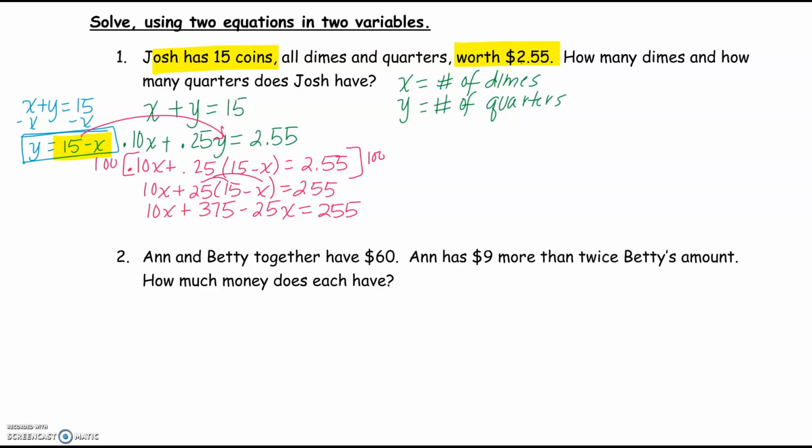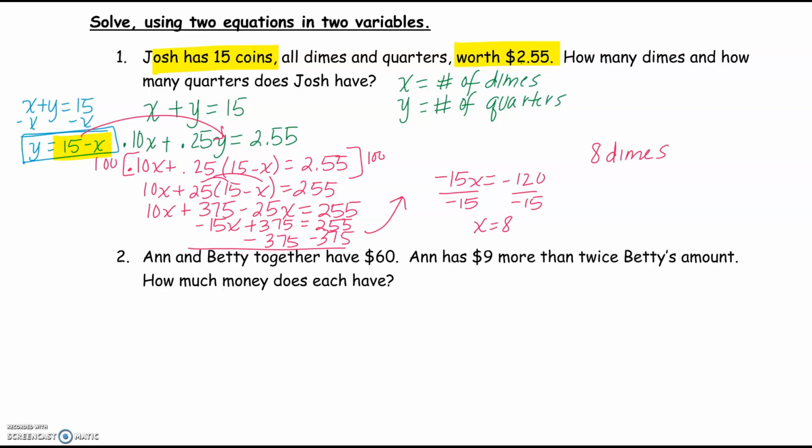I'm going to combine my like terms. 10x minus 25x gives me negative 15x plus 375 equals 255. Then I'm going to go ahead and subtract 375 from both sides. When I do that, it's going to give me negative 15x equals negative 120. I'm going to divide by 15 to get x by itself, and x equals 8. So you can plug that back in a moment to the equation, which I'll do, but we know x is 8, so there are 8 dimes.